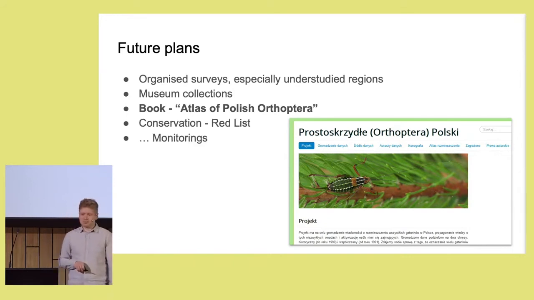Last but not least, we also want to create a red list for Polish Orthoptera with some conservation ideas, and maybe implement some monitoring, some stable surveys in the future to look at the endangered species, like for example the declining Psophus stridulus.